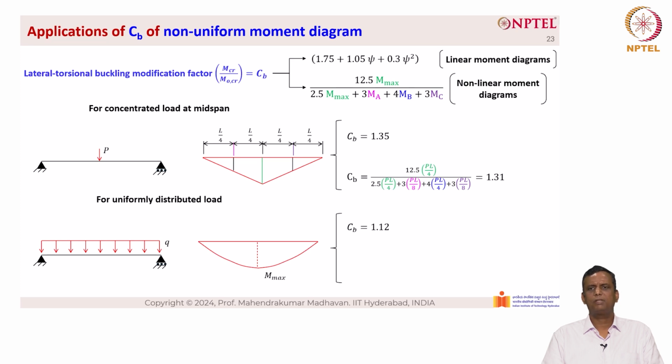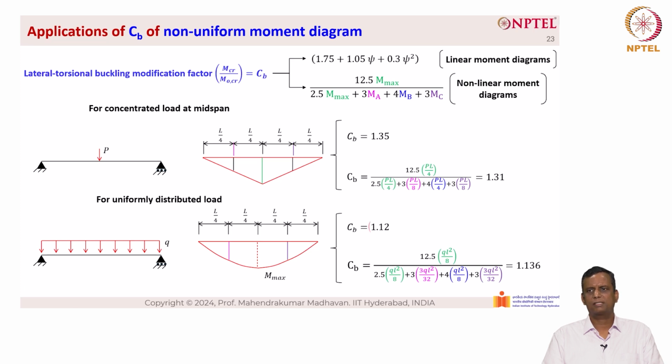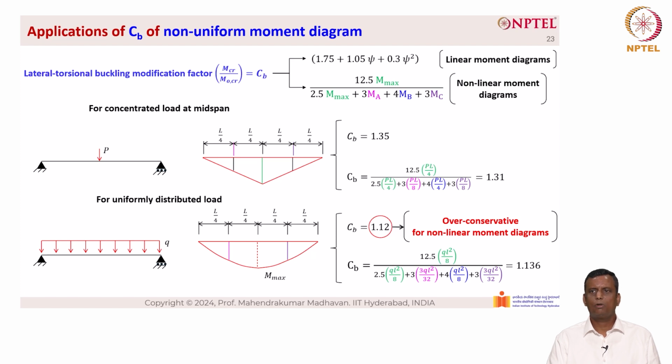We have not derived this value CB in our class so far, but please take into mind that when we derive that, we get CB equal to 1.12. And when we check with the nonlinear moment diagram equation, we have 1.136. It is obvious that 1.12 is over-conservative for nonlinear moment diagrams because the value of 1.12, which is a multiplication factor, is less than 1.136.